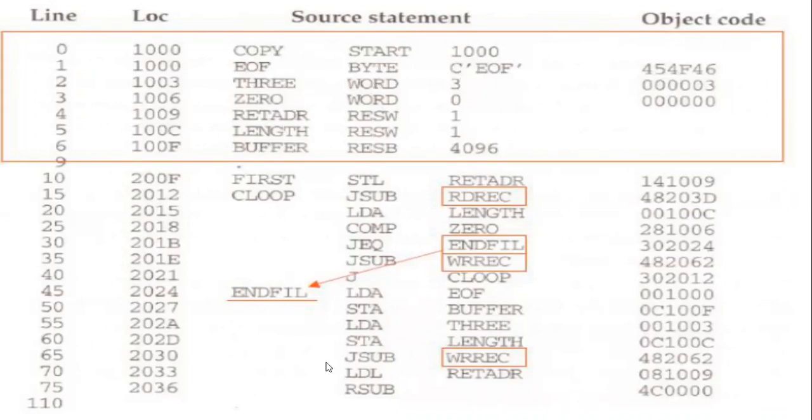Then observe very carefully. If you are trying to read some value like RETADR, LENGTH, and BUFFER, then it will act like a forward reference. Is it right? Obviously, it will act like a forward reference.